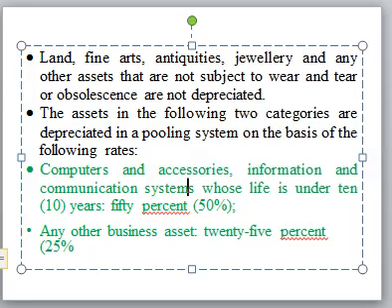So building, 5% cost. Heavy industrial machine, 5% straight line. Intangible asset, 10% straight line. ICT equipment with 10-year useful life, 10% straight line. Computer and accessories, those whose life is below 10 years, 50% reducing balance. Other business assets, 25% reducing balance.